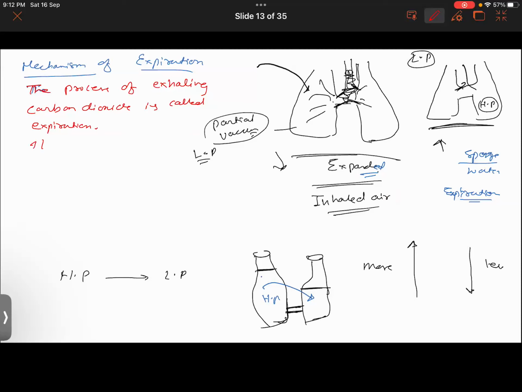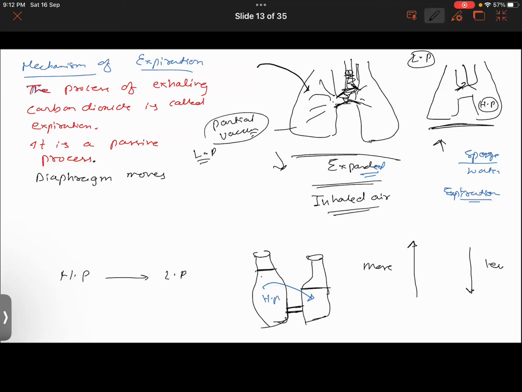So we say that it is a passive process. Now you will ask, what is this passive process? Simply, it's a process in which less energy is required. As simple as that. Okay, sir, that is clear. Good. Now what happens? Diaphragm moves where? Left or right? Or up or down?